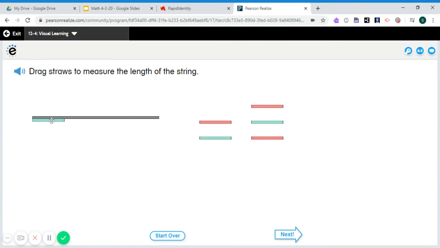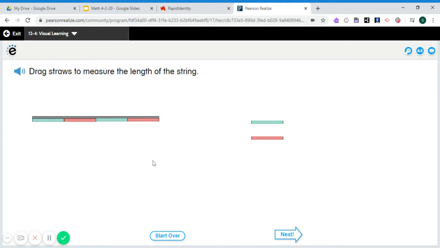Remember, when you are measuring, you have to start at the end of your object. You cannot overlap like this. You have to start right after. You can't leave any gaps like this or you won't get an accurate measurement. So no gaps, no overlaps, and go from end to end. I'm dragging the straws to measure the length of the string.